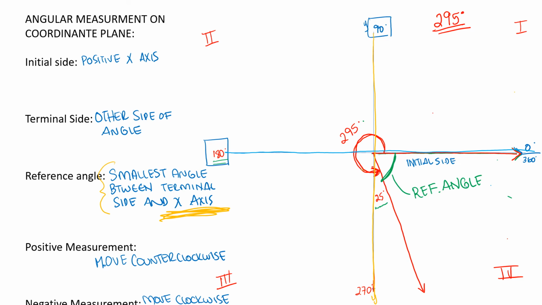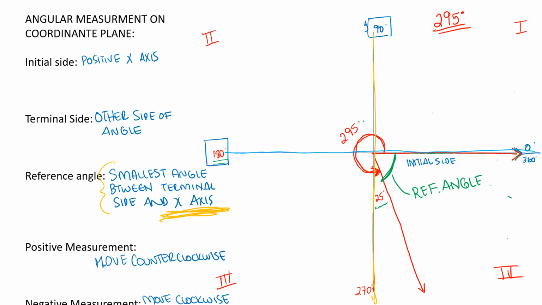Another way to do that would be to say, okay, let's draw in maroon here. I know this whole section is 90 degrees. So if this whole section is 90 degrees, 25 degrees makes up part of the 90 degrees. So if you do 90 minus 25, you also get 65. So either way, my reference angle is 65 degrees.